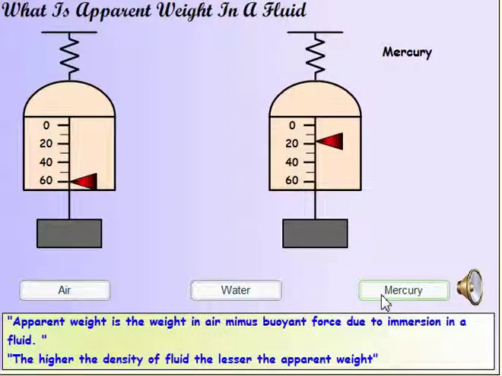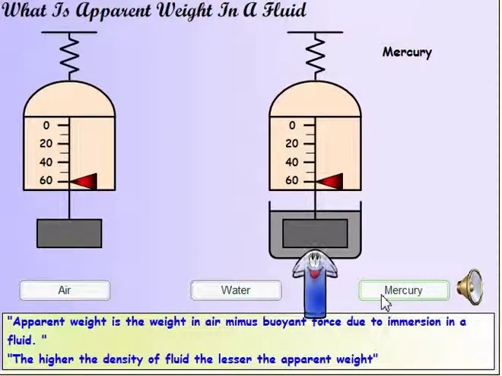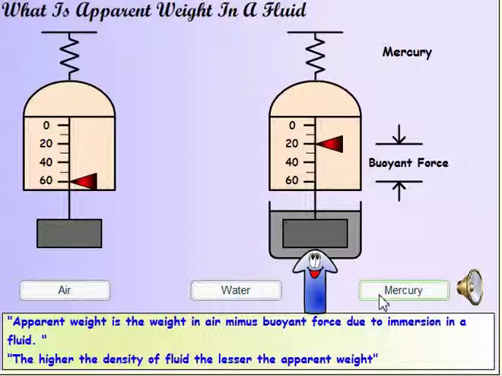If the steel was immersed into a mercury bath instead, the buoyant force would have increased since the steel is completely immersed, and the apparent weight would be lower than that in water.